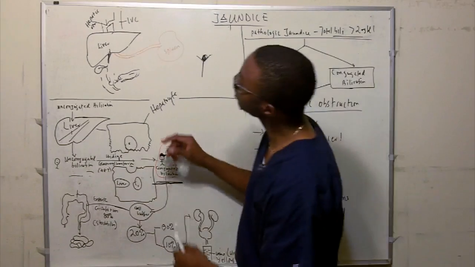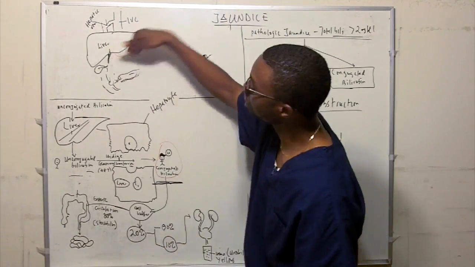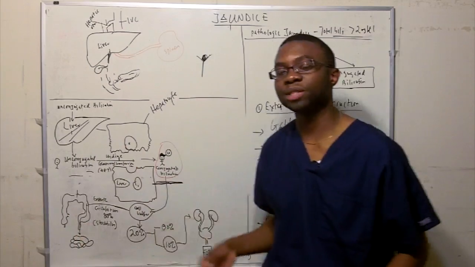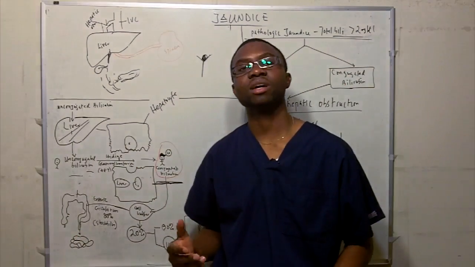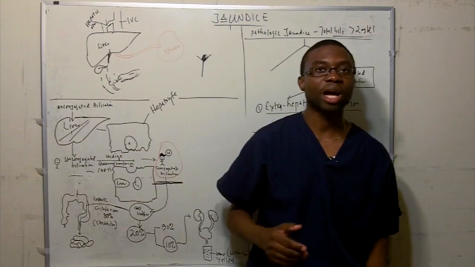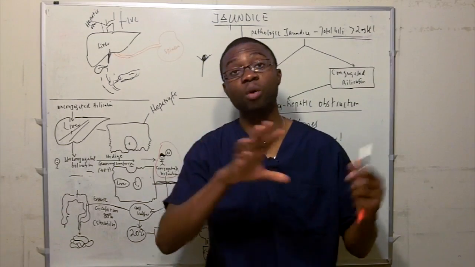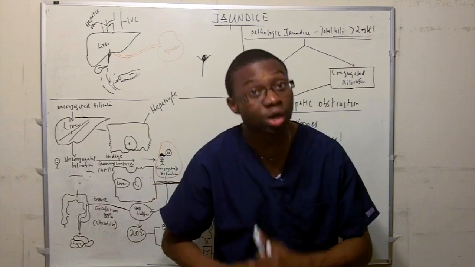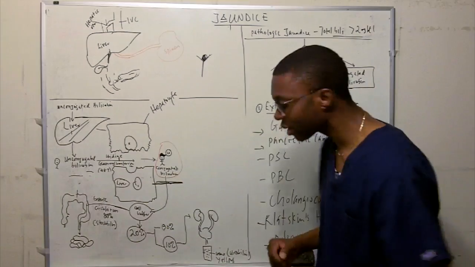You know what? You can take your pencil and just start making up a differential of what can cause conjugated hyperbilirubinemia. But that's just part 1. Let's move on to part 2 of part 1.